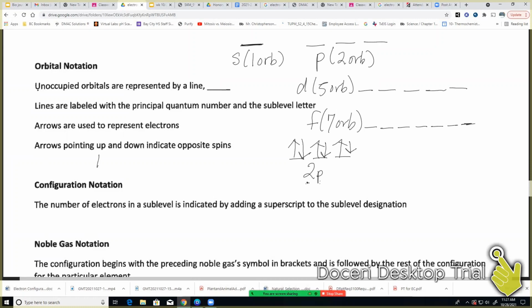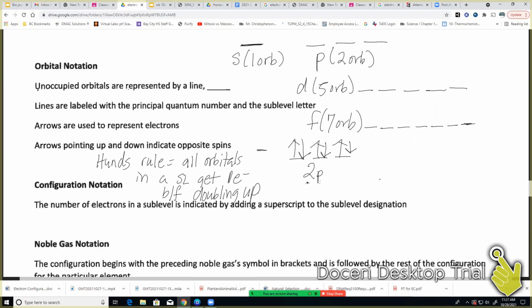Also, don't forget Hund's Rule. It says all orbitals in a sublevel get 1 electron before doubling up. So if you notice, whenever I was filling in these, I was putting 1 in each line before I doubled up. That's what we mean by that.